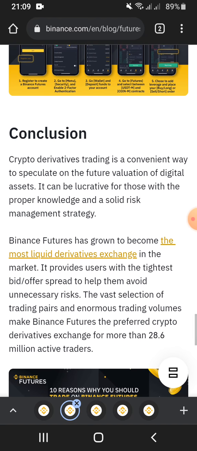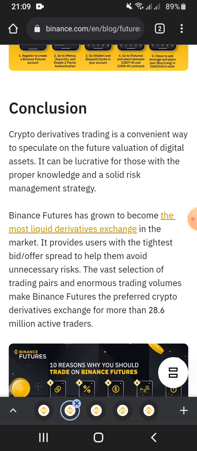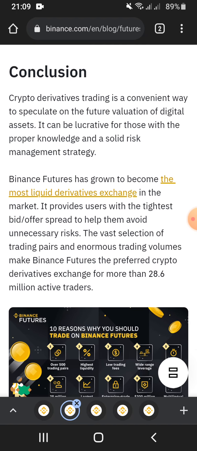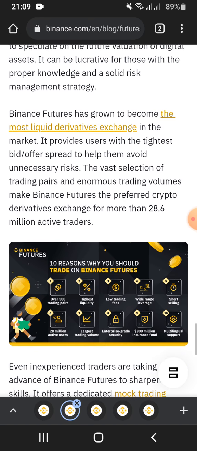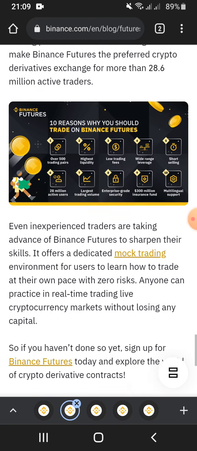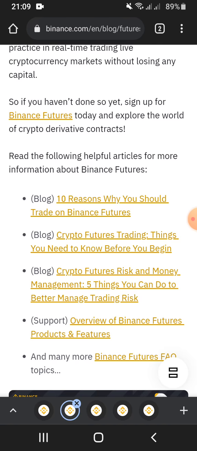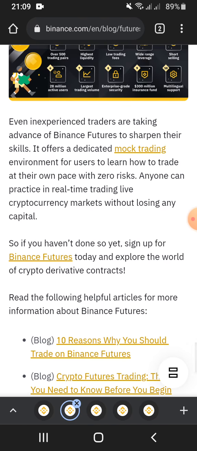Crypto derivatives trading is a convenient way to speculate on the future valuation of digital assets, and it can be very lucrative for those with the proper knowledge and solid risk management. Binance futures has grown to become the most liquid derivatives platform. It also provides enormous benefits for users, and you can decide to tap into some of these benefits.